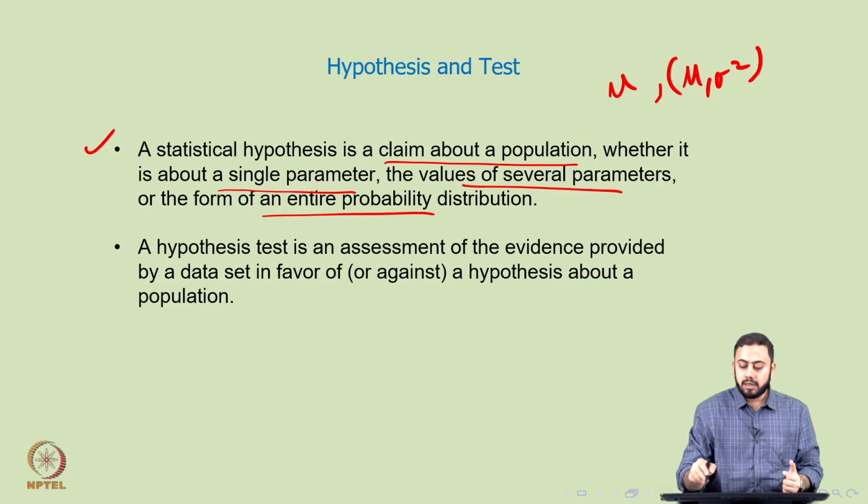But using any of these three, or at least one of these three characteristics, one can get hold of, or realize, the overall behavior of the population. So again, just to summarize, a hypothesis is a certain claim about a population.